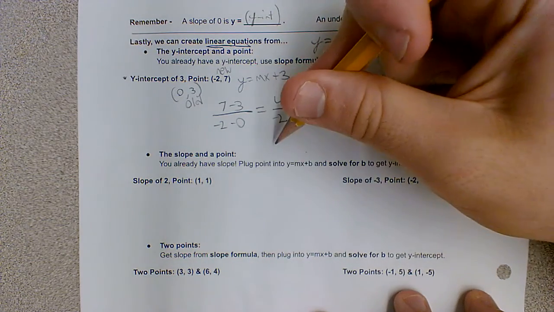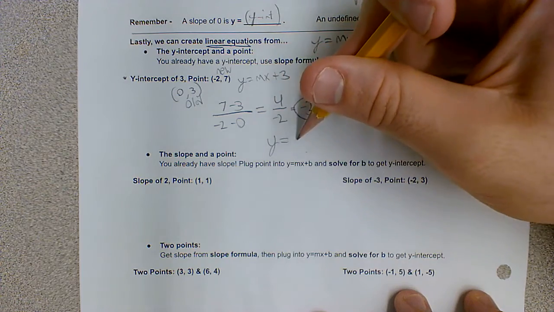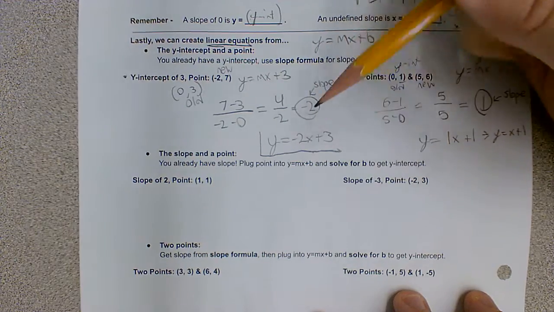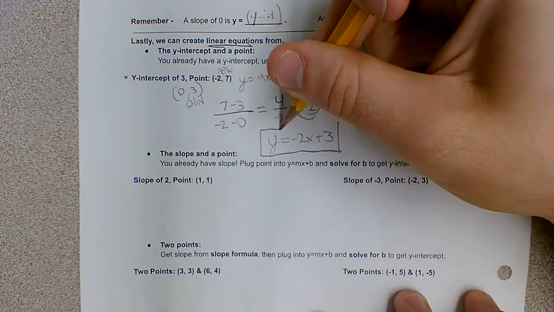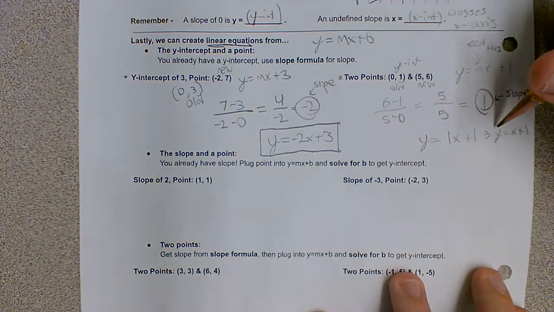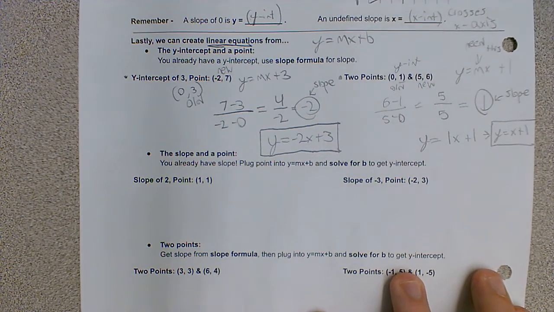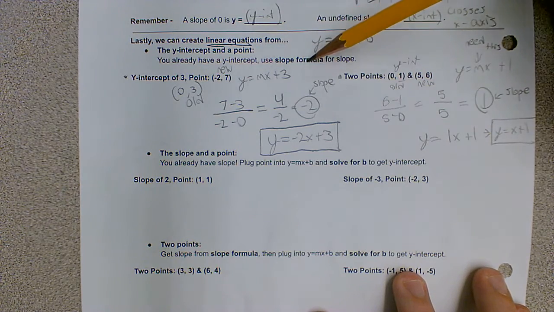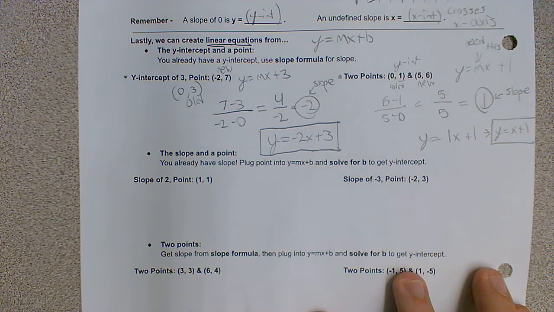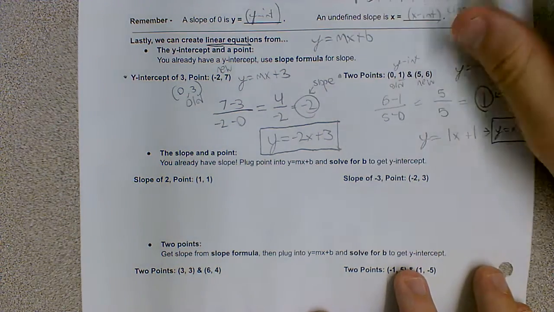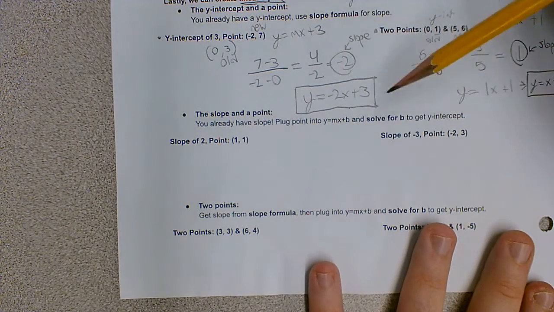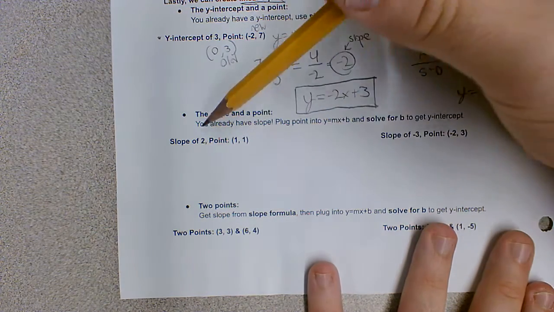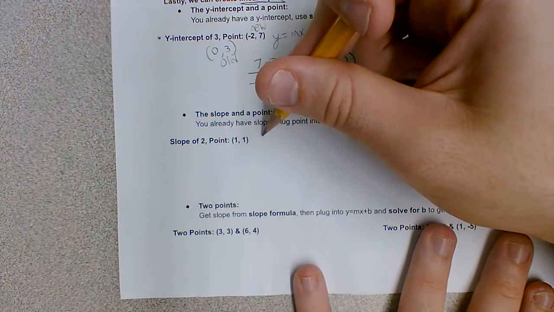Okay, so my final equation is y equals negative 2x plus 3. I'll go ahead and box these to show you that they are answers. Okay, so if you have the y-intercept, you can use the slope formula to get the slope. If you're given the slope, we have to solve for b to get our y-intercept. So we have slope of 2, point of 1, 1. Let's go ahead and plug in what we have.